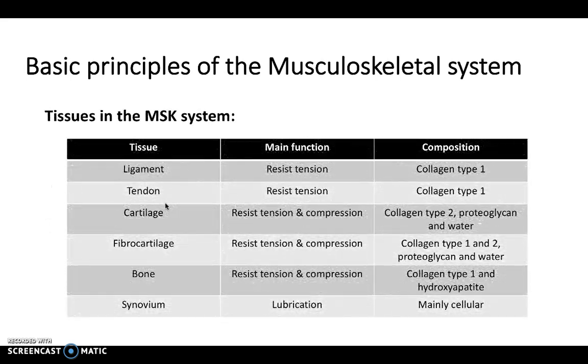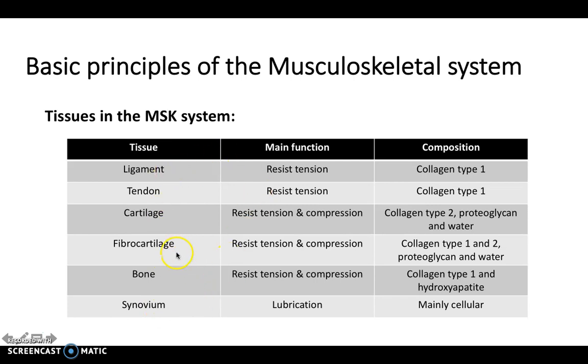So there are tissues in the MSK system, and it's important to be aware of their function and composition, i.e. what do they do and what are they made up of. So for example, a ligament is there to resist tension, and it's made up of collagen type 1. It's also important to learn more about the function of these, and we'll go over them a little bit more later on in the video to help you understand it more.